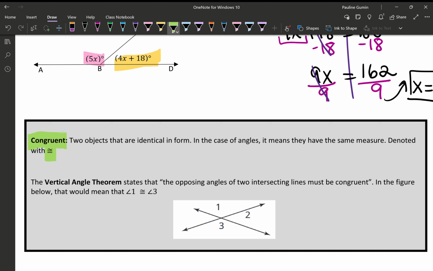We also have the vertical angle theorem that states that the opposing angles of 2 intersecting lines must be congruent. That means angles that are crossed from each other when 2 lines are crossing are identical. So in this picture, angle 1 and angle 3 are vertical angles. They have the same measurement.